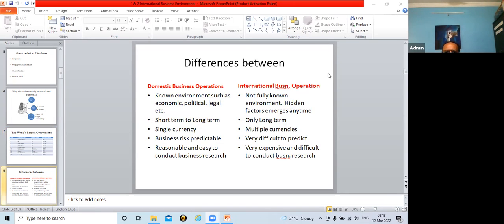Now, this is the difference between domestic business and international business. Let me tell you a few. In domestic business, it is short term to long term, but in international, it is only long term. So this is the very basic difference between domestic and international. International businesses are for long term purposes. So domestic varies from short to long term. In domestic business, there is a single currency, whereas in international business, there are multiple currencies. So this way we can differentiate between domestic and international.